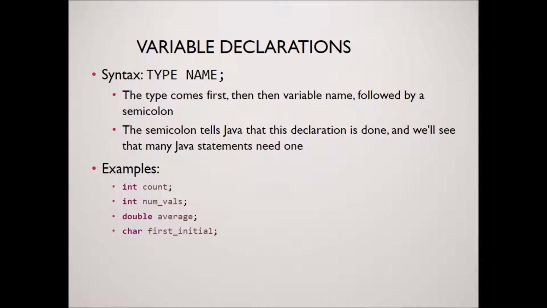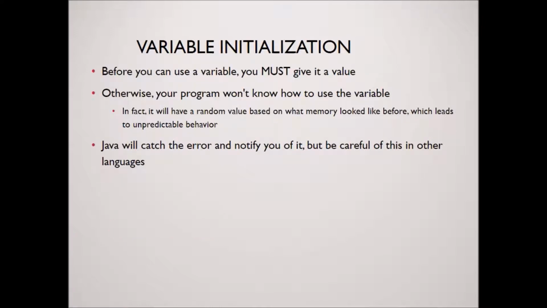Variable declarations, and here are some examples. Int means we're making an integer. Double means we're making a floating point number. Char means that we're making something that's a character. The semicolon at the end ends the declaration. So we could also initialize it by putting a value to it.